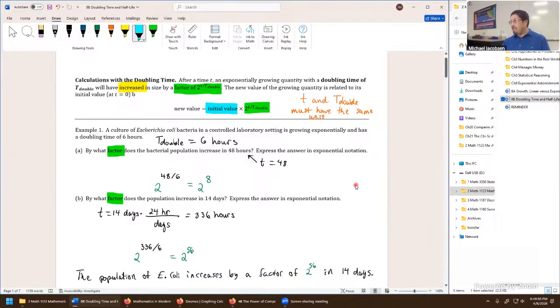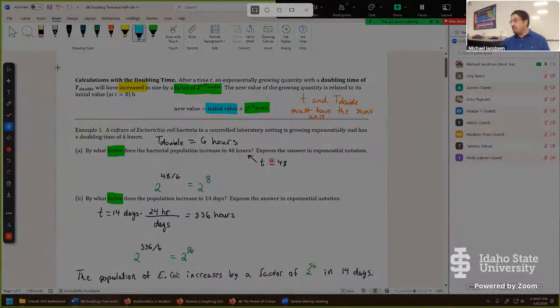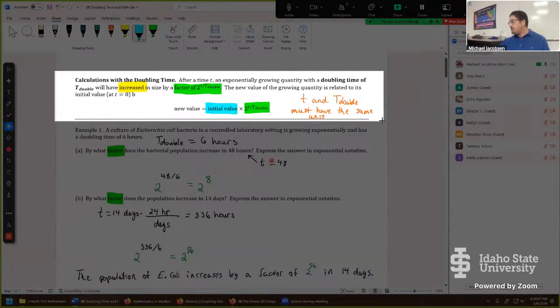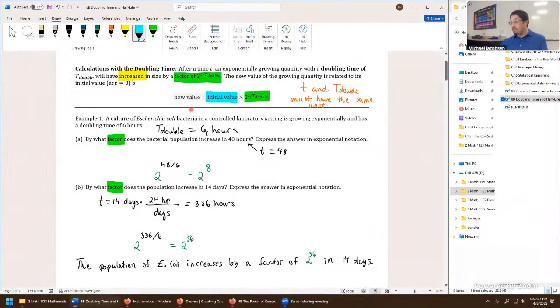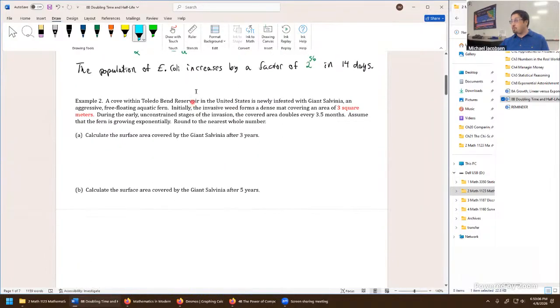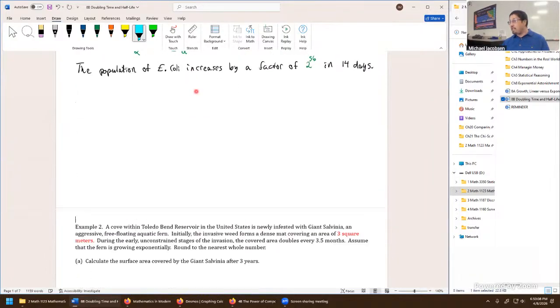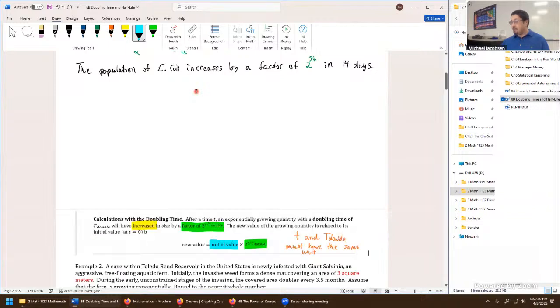Okay, again, I think example one is weird in my opinion because it was focusing just on this part, the growth factor, and nothing else. The next question goes a little bit differently because we're going to be computing a new value somewhere down the line as we look into this question. And so here's how example 2 goes next.